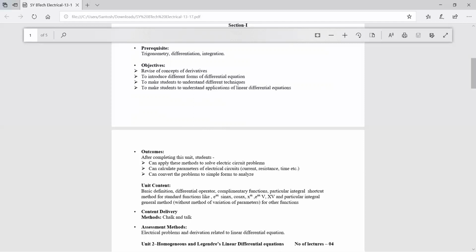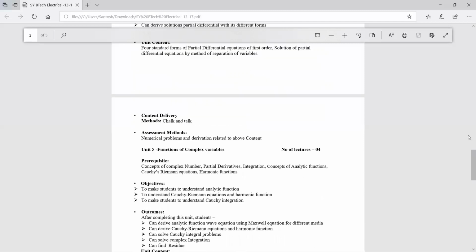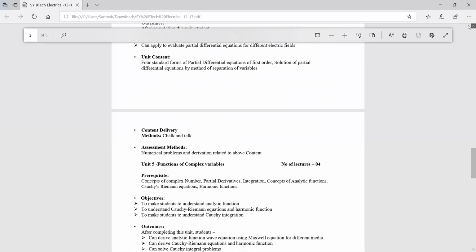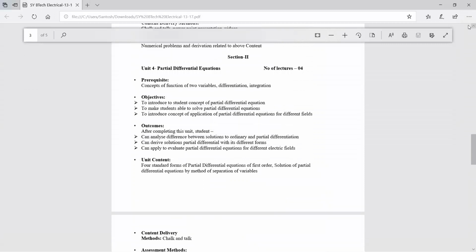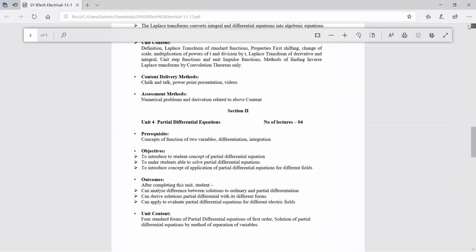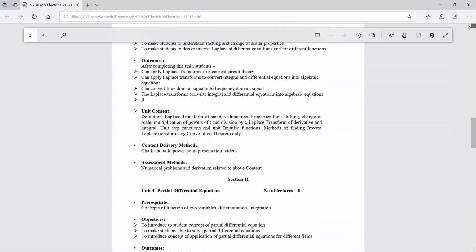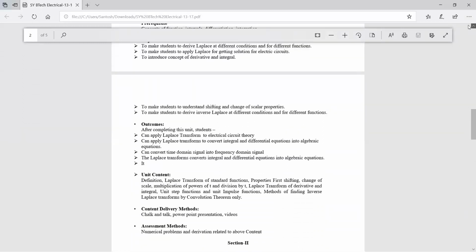Now see unit number 2. Unit number 2 is the homogeneous differential equation, homogeneous linear differential equation. Now see here, wait one minute.